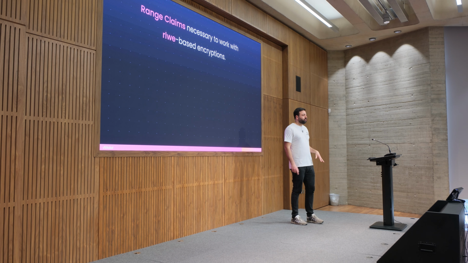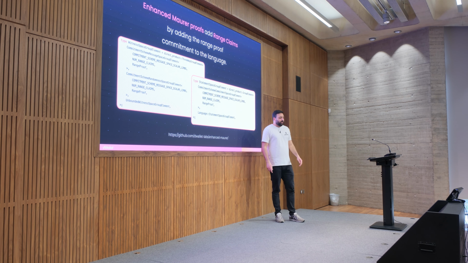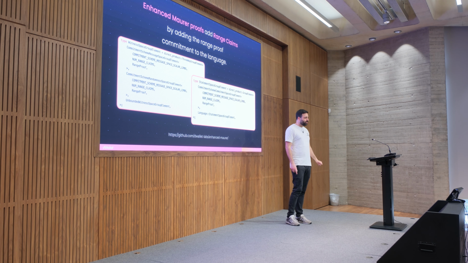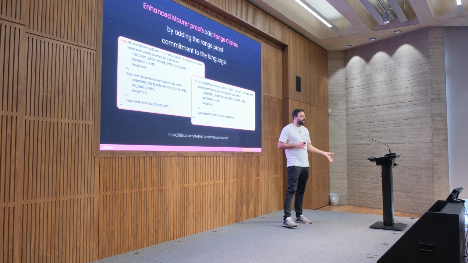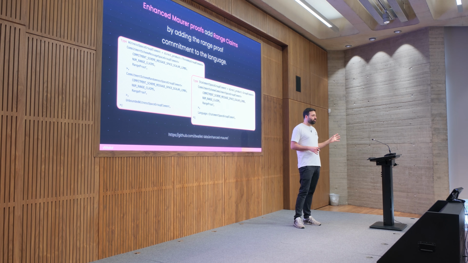If you don't do that, you might leak the key. So how does this work? There's a very simple trick in enhanced Maurer proofs: we are using a range proof and a Maurer proof, and we add to the Maurer language the commitment over the message for which we use the actual language that we want to wrap with another range claims.